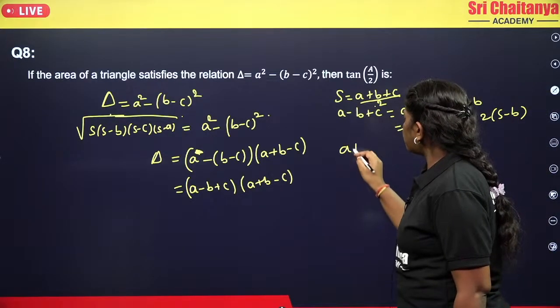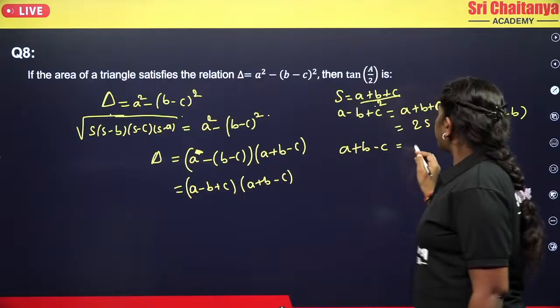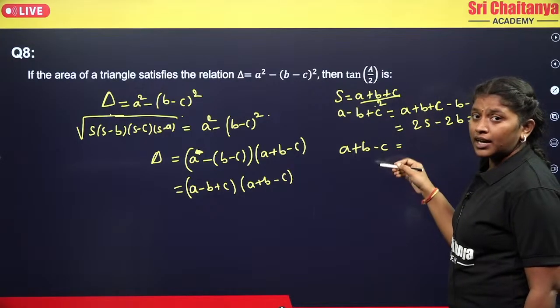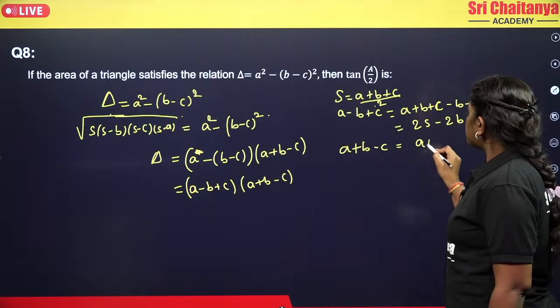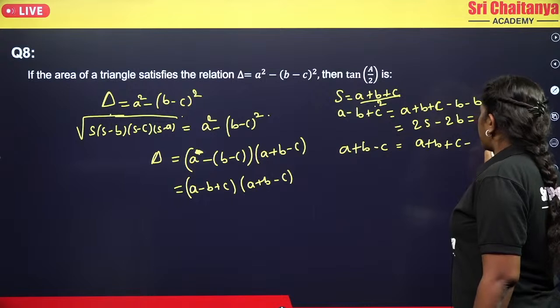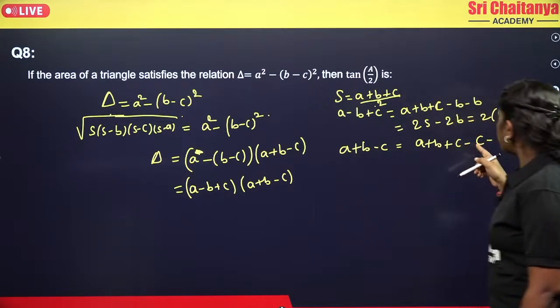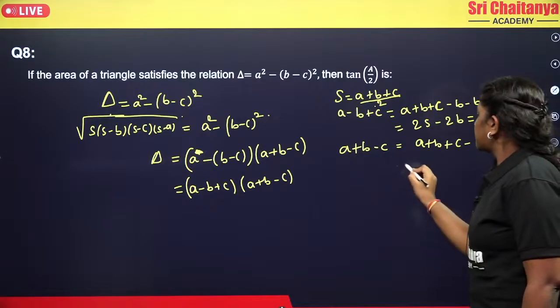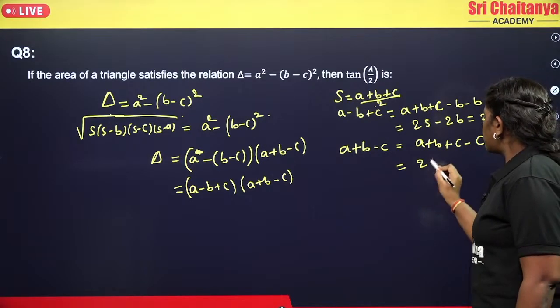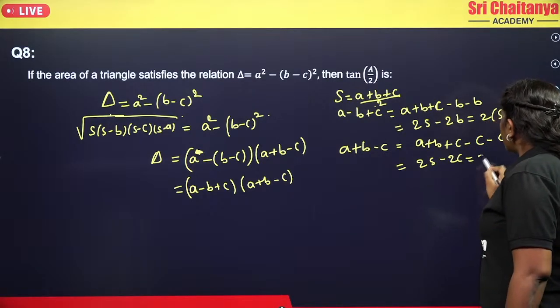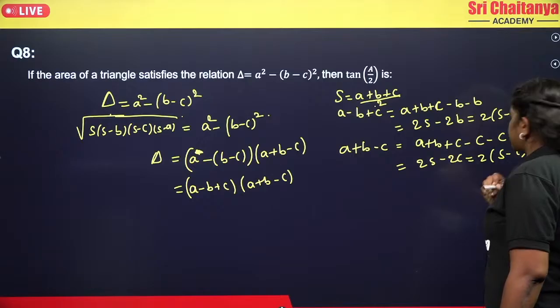For the condition of a plus b minus c, if you observe, I need to add the c and subtract the c. So that becomes a plus b plus c minus c, and we already have minus c. So here it will be minus c minus c. So a plus b plus c, 2s minus 2c. So here it will become 2 into s minus c.